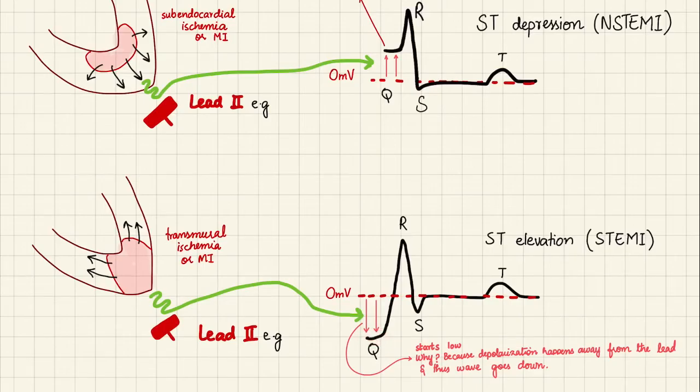So we had this downward deflection of the wave, and then we have the normal QRS complex and the normal ST segment. But since we started lower, we think that the ST segment has gone up or elevated. So this is known as ST elevation, or ST elevated MI. I hope that is clear.